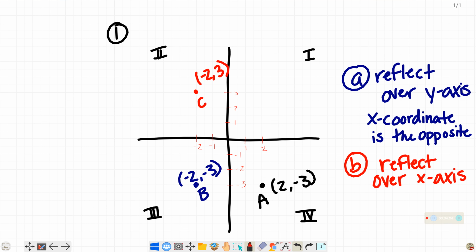What is the only difference between the point B and the point C? And how are they related? So point B and point C, the y coordinate is now its opposite. So the y coordinate is the opposite.